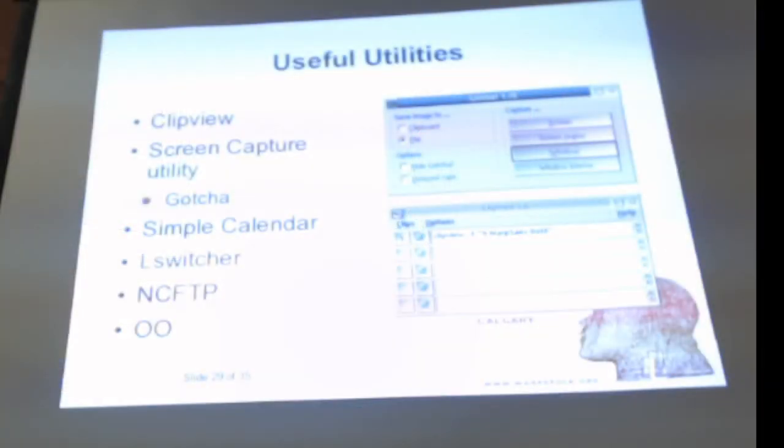I use JCalendar, but there are several other simple calendars out there. And by that, I just want something that shows me the date. I'm not looking for an information manager. L-switcher, we talked about a little bit earlier. NCFTP is the FTP client that I now use. I just find that it works quite nicely.